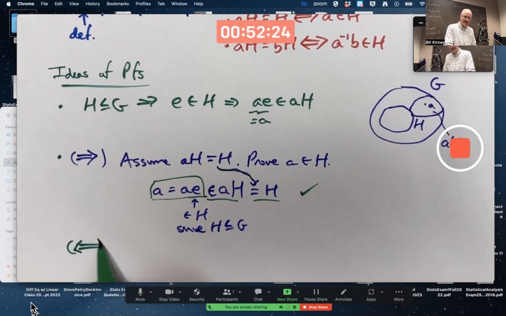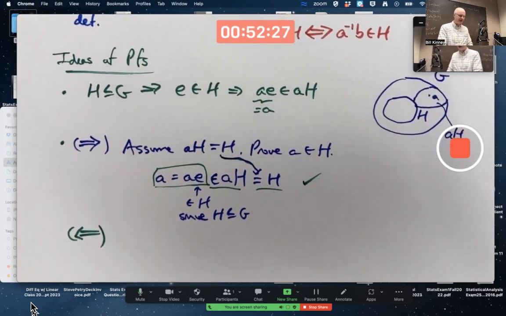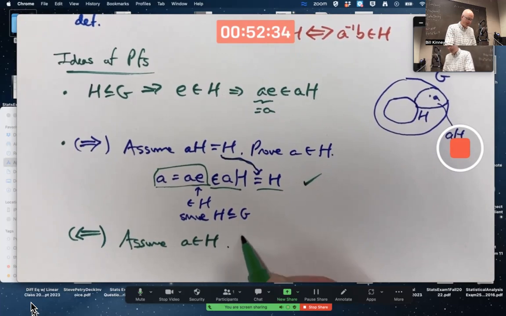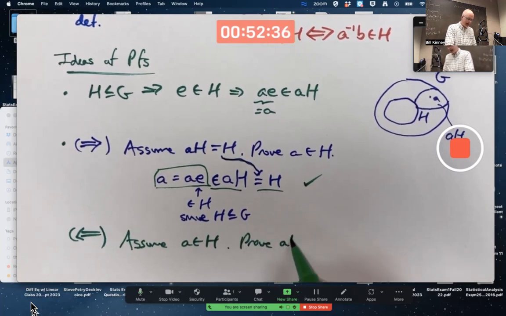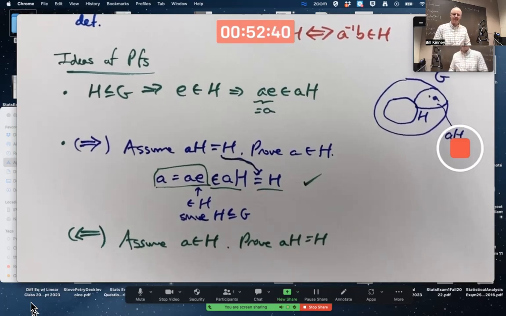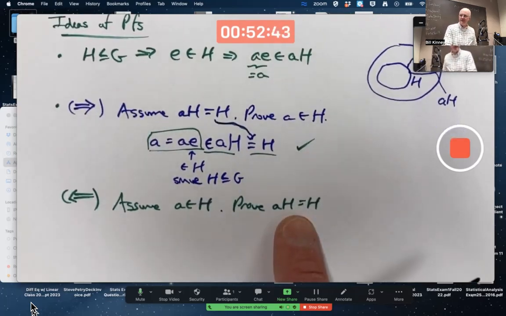The harder direction is the right to left direction. Assume A is an element of H. Prove AH equals H. Prove a set equality. These are two sets. So we got to show one is a subset of the other: the left is a subset of the right, and the right is a subset of the left. I think showing the left one is a subset of the right is a little easier.